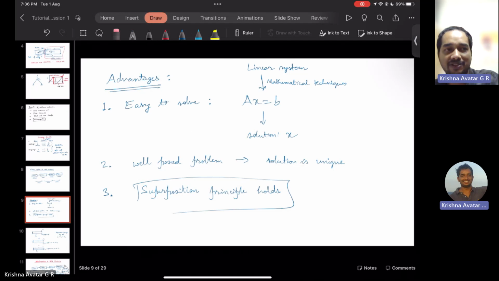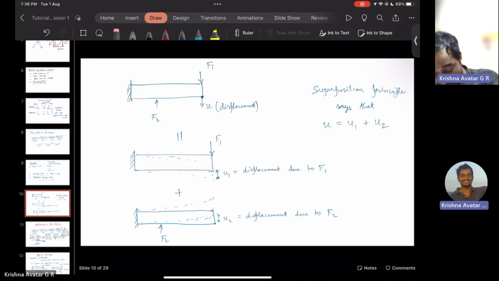And the most important thing is the superposition principle holds. Which means if you know the response of the structure to one load, and also the response of the structure to another load, you actually don't need to solve the system, provided that the system is under combined loading, because the net result will just be the sum of the individual responses. Okay, so that's what the superposition principle implies here. I showed you an example of this superposition principle in action.